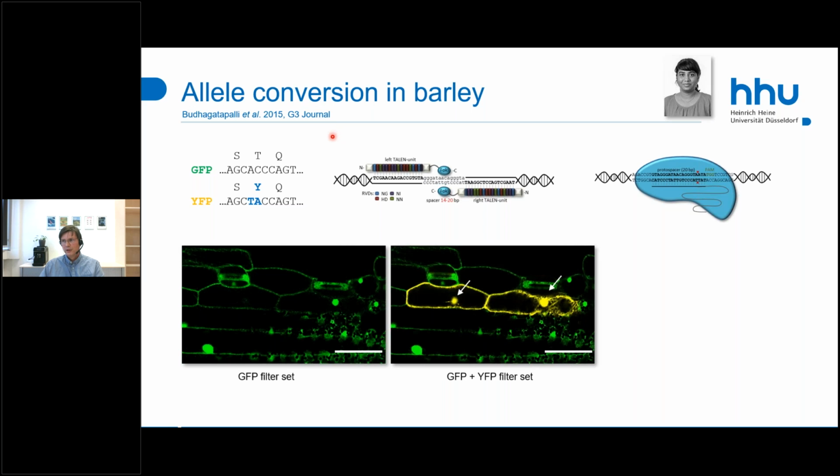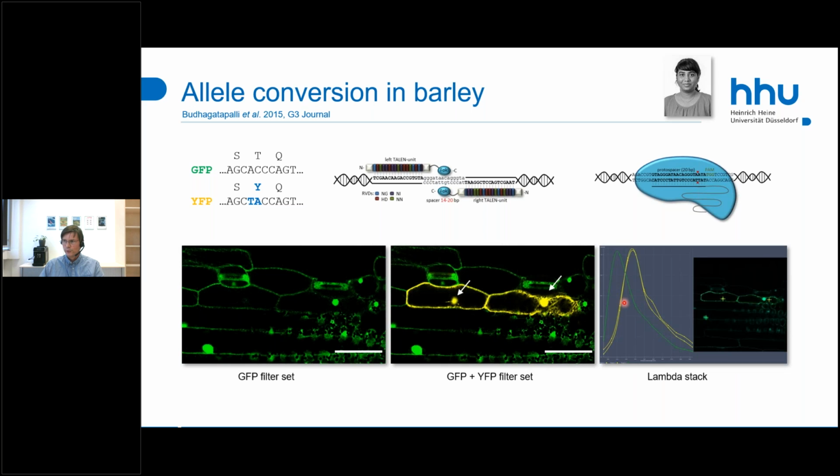And so we could confirm that in barley it's possible, which is illustrated here by these yellow cells. So we could switch a GFP into a YFP, and we confirmed this also by this Lambda stack that it's really a shift in fluorescence. And now we did also additional molecular analysis to confirm that we really could achieve this allele conversion in barley.